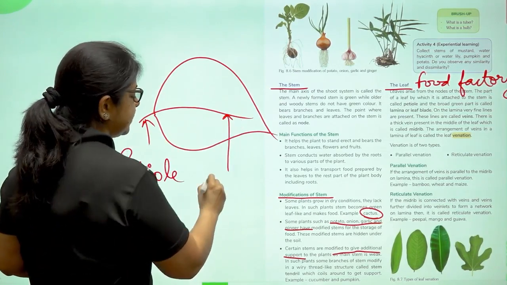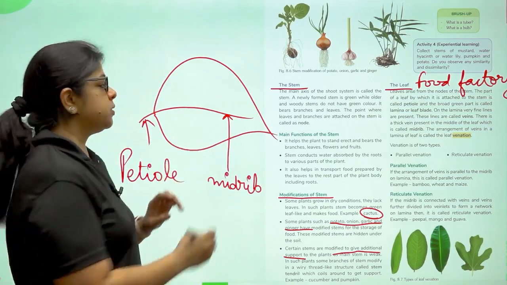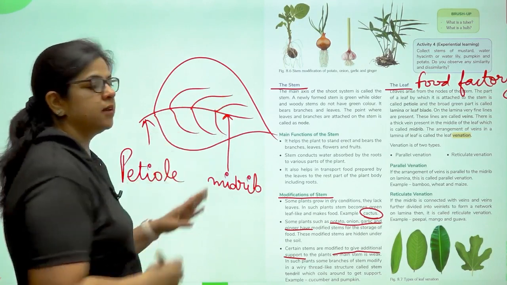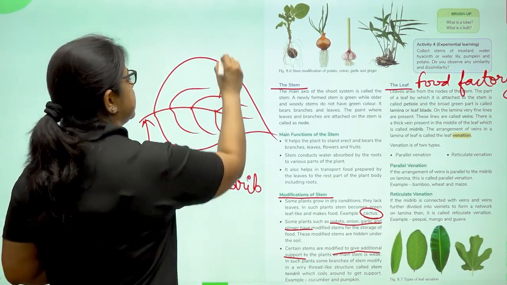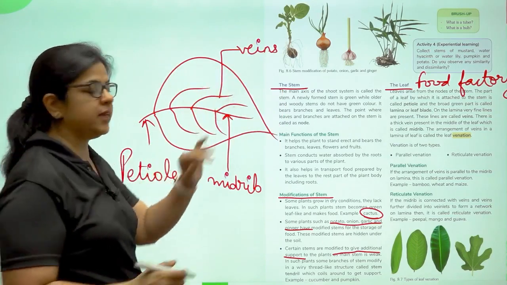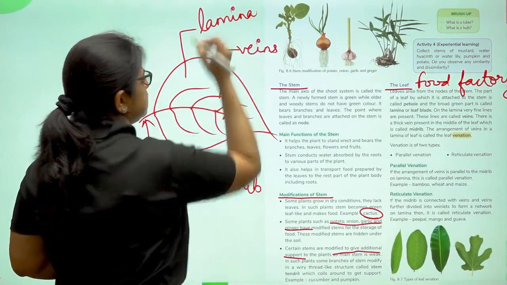You see a center line which is known as the midrib. You see many tiny veins that are coming out of the midrib. These are called veins. And the flat surface of the leaf is known as the lamina.